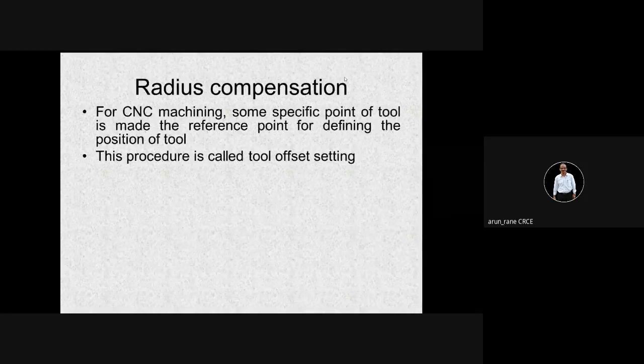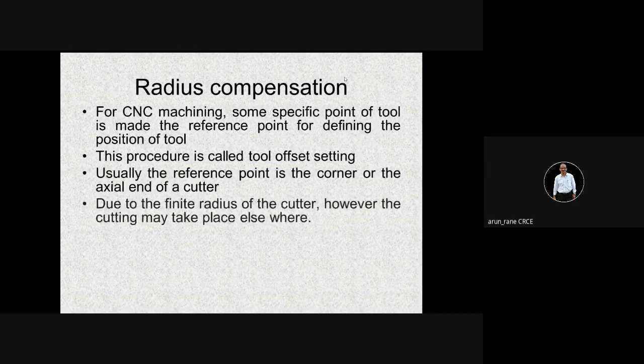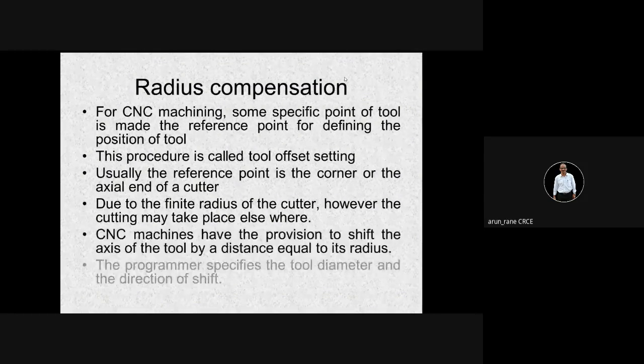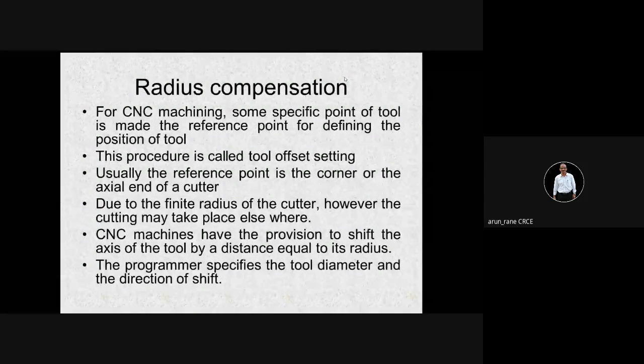And either of these questions is asked in the examination: either tool diameter compensation or tool length compensation. Right. So here in every machine you have something called the tool library. In this tool library, you have to specify what diameter of the tool you are using, and you also have to specify the length of the tool that you are using.